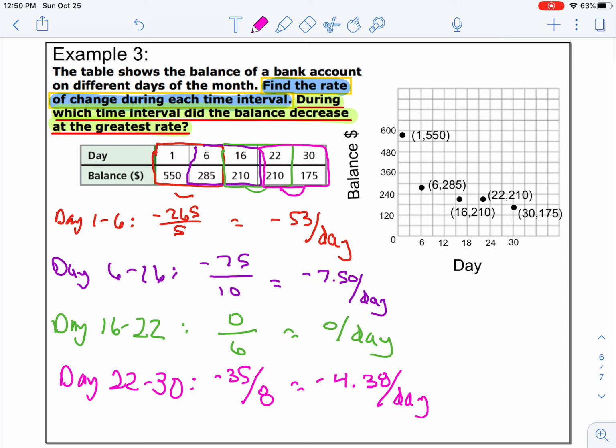but we'll just leave it for right now and we will just answer the questions. So find the rate of change during each time interval. We did that. Which time interval did the balance decrease at the greatest rate? Well, it's this first one right here because it decreased $53 per day. All the other decreases right here are less per day.